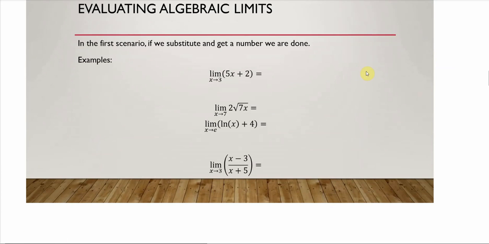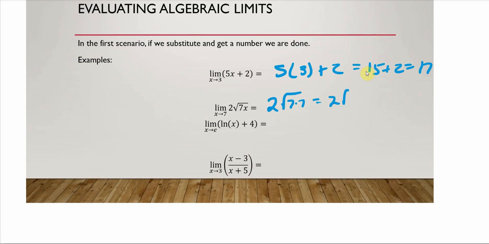Let's start off with the very basic one. Find the examples of these 4 limits. Mr. Quintana, what did I say that you're going to do on limits? You're just going to substitute. So I'm going to go 5 times 3 plus 2. That's going to give me 15 plus 2, 17. And I'm done. All right. Now the next one, I'm going to substitute and I'm going to end up with 2 square root of 7 times 7. That's going to be 2 times the square root of 49, which is going to be 2 times 7, which is 14. So that means that my limit and my function is 14.